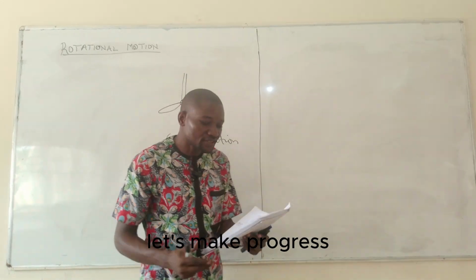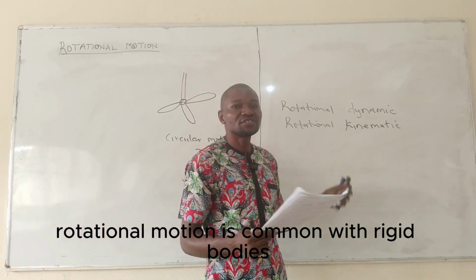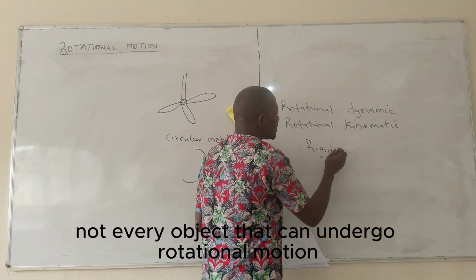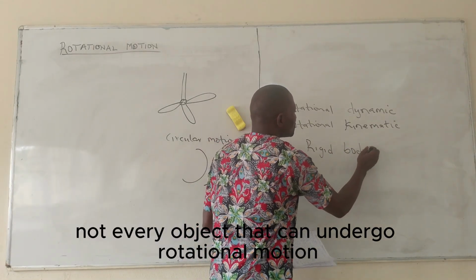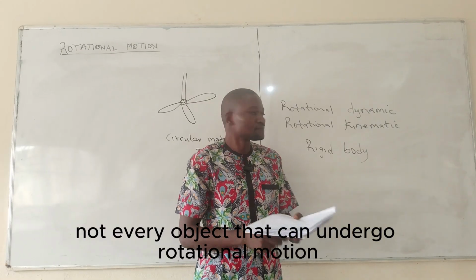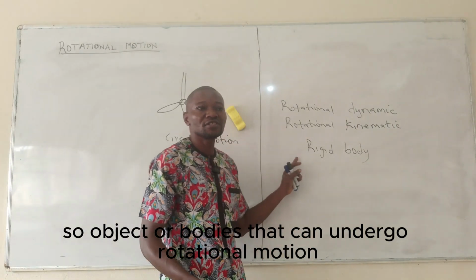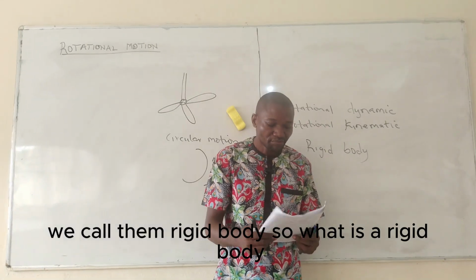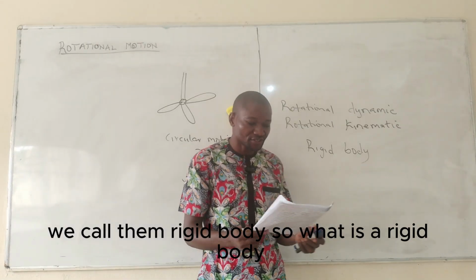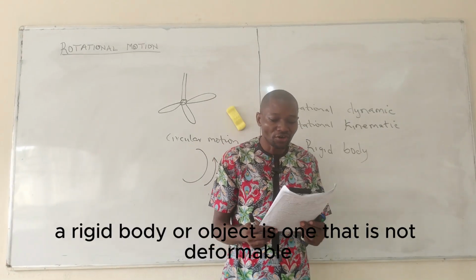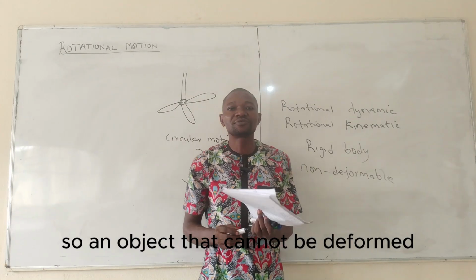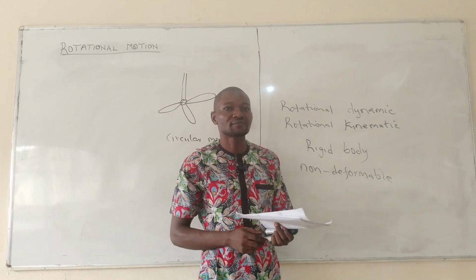Okay, let's make progress. Rotational motion is common with rigid bodies. Not every object can undergo rotational motion. Objects or bodies that can undergo rotational motion, we call them rigid bodies. So what is a rigid body? A rigid body or object is one that is not deformable, an object that cannot be deformed.